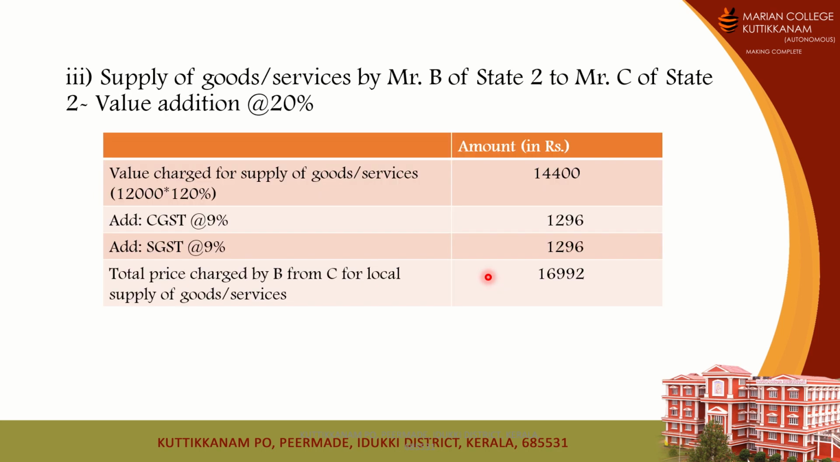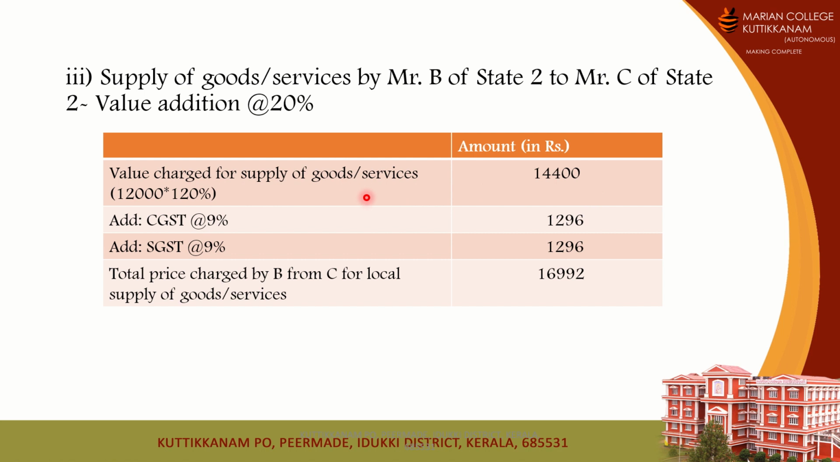So this is the third stage. First we had Mr. X supplying raw materials to Mr. A. They belong to the same state. And second stage, Mr. A to Mr. B, where they belong to different states. And third case, we have Mr. B supplying goods to Mr. C of the same state. Okay. So they both belong to the same state, Mr. B and Mr. C. And here also there occurs a value addition of 20%. So after value addition, the value of the goods becomes 14,400.